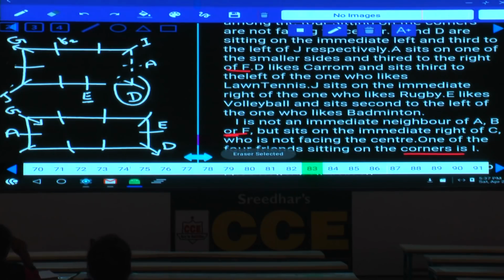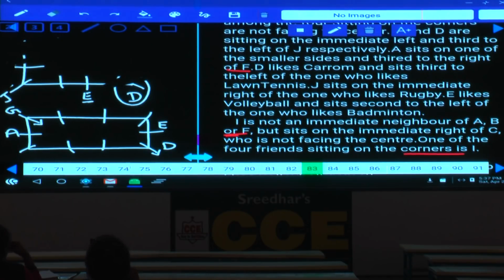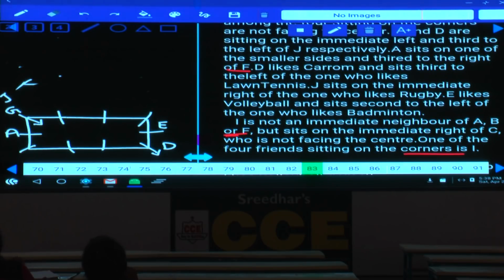Hence, finally we are left with only one case. What is the second case? The second case. Done with this? Now we are able to finalize the positions of E, D, A and G. As A is here, A sits third to the right of whom? A is seated third to the right of F. As A is seated third to the right of F, now we need to find out this F.